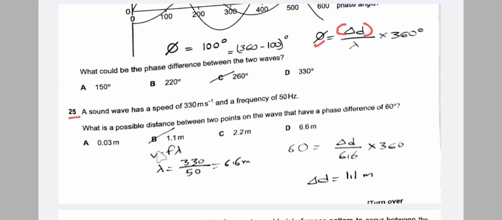What is the value of lambda? v is equal to f lambda, so lambda is equal to v by f. The lambda comes to be 6.6 meters. Lambda is 6.6, the phase difference is 60 degrees, and the change in distance, that is the distance between the two points, is multiplied by 360. So the distance between the two points comes to be 1.1 meters, that is B.